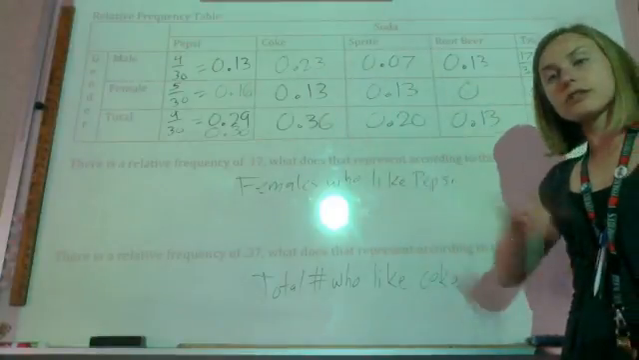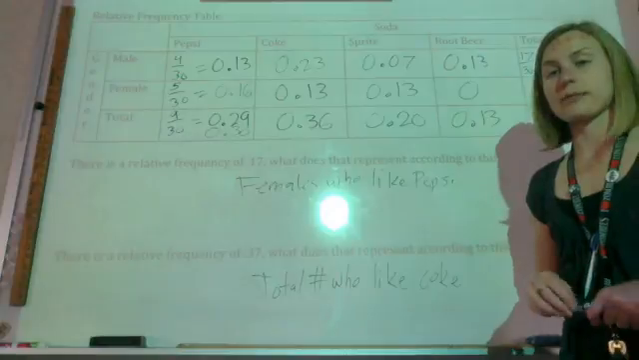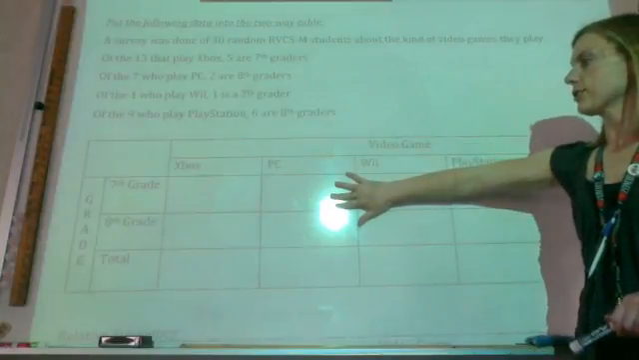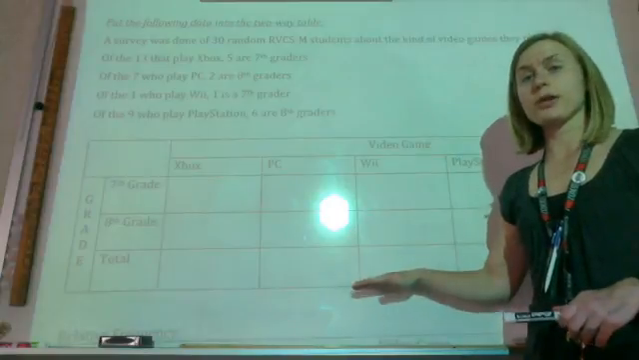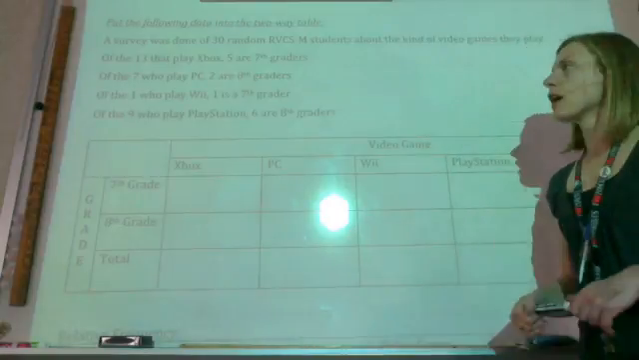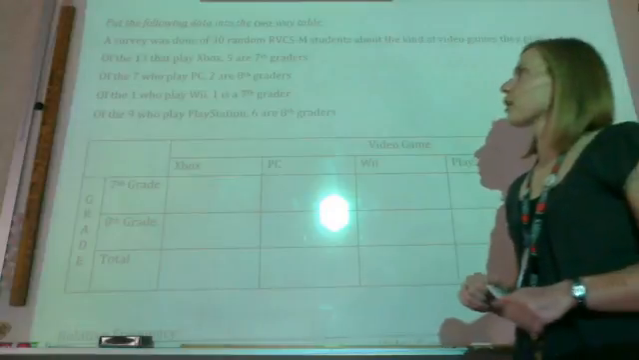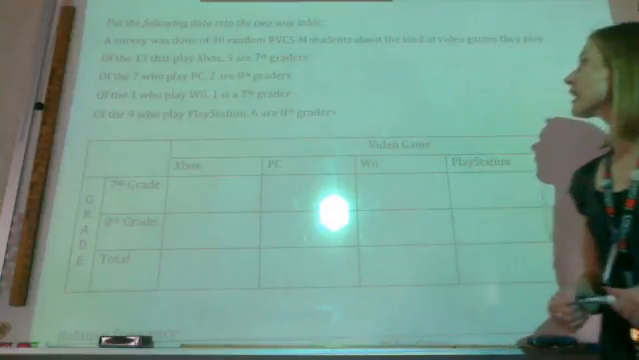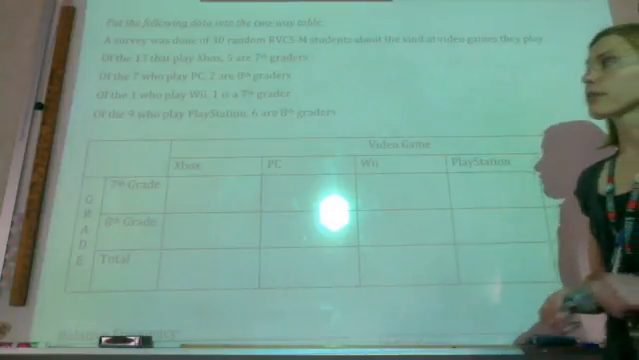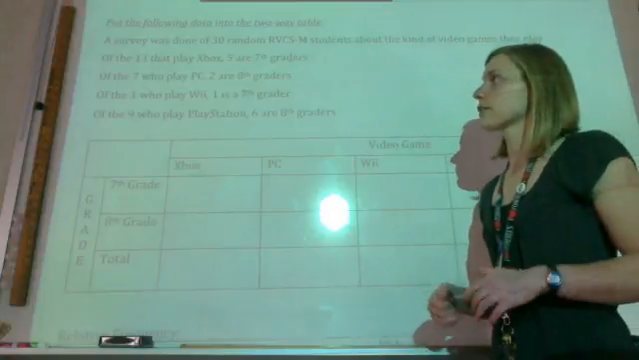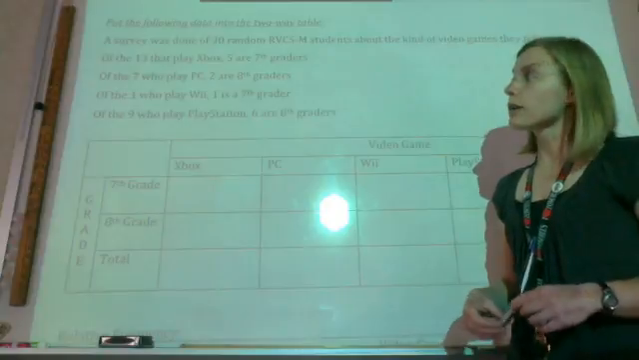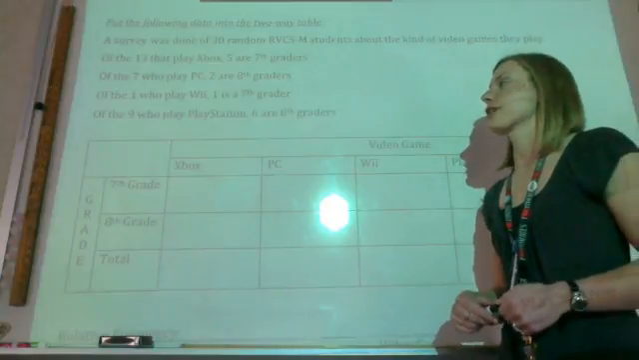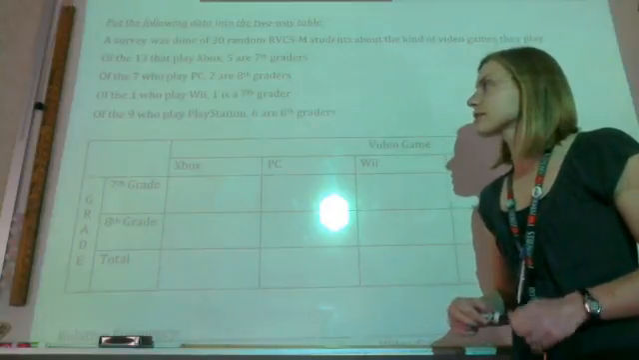So let's actually look at the next page and look at one more example. We're going to take this data and put it into our two-way frequency table, and then we're also going to put it into a relative frequency table. A survey was done of 30 random RVCSM students about the kind of video games they play. So of the 13 that play Xbox, 5 are 7th graders. Of the 7 who play PC, 2 are 8th graders. Of the 1 who plays Wii, that 1 is a 7th grader. Of the 9 who play PlayStation, 6 are 8th graders.